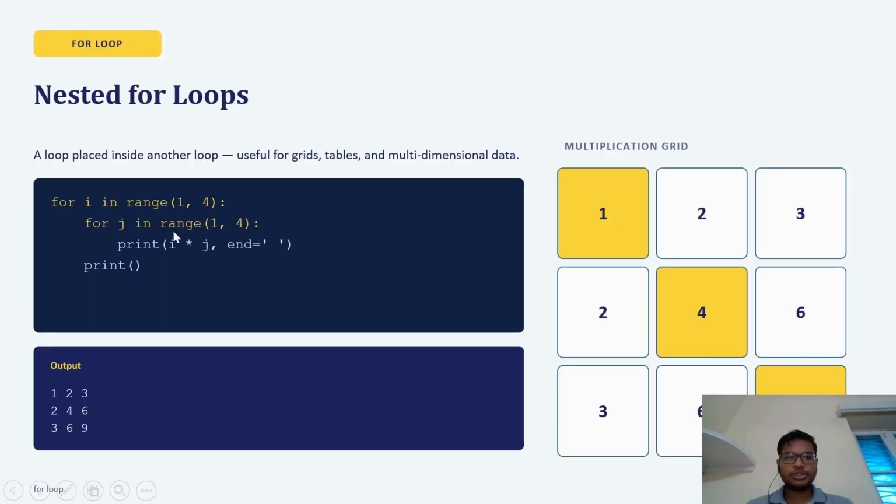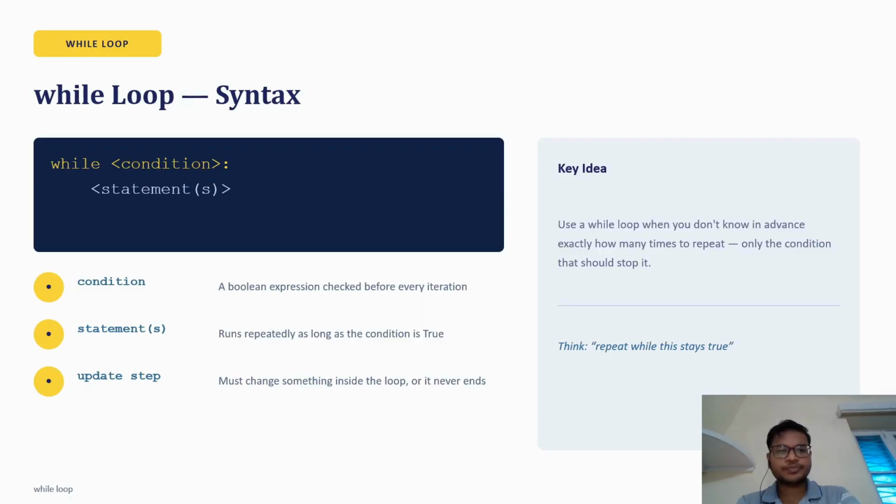So this is all about the nested loop with the help of the for loop. I hope you clearly understand why we use a loop placed inside another loop, using for loops with tables and multi-dimensional data. So the for loop part is completed here, and we start with the while loop. Why do we use a while loop, and what is the syntax of the while loop?